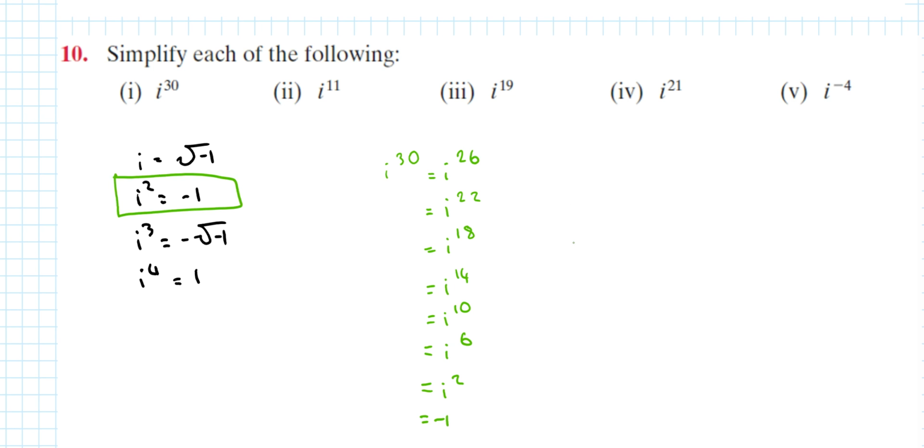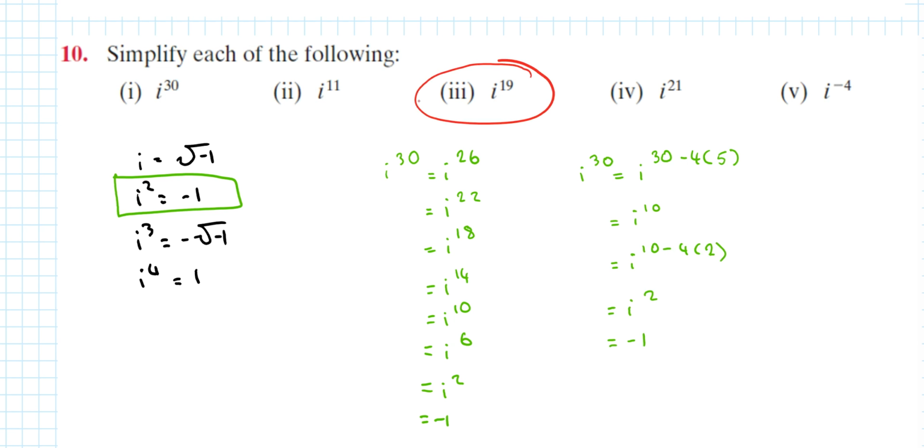Now, that's a bit long and complicated, subtracting 4 each time. What we could have done is gone i to the power of 30 is the same as i to the power of 30 minus 4 times any number. So it could be 4 times 5, as long as I'm subtracting some quantity of 4. So 4 times 5 is 20, so that's i to the power of 10. i to the power of 10 minus 4, I could do it by 2, i to the power of 2, and that would be minus 1 again.